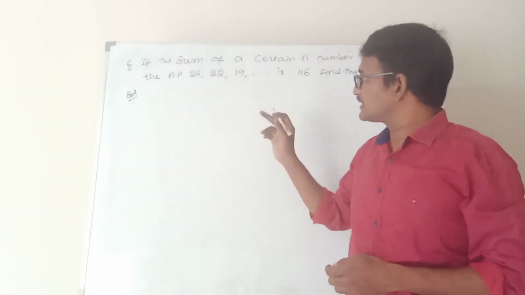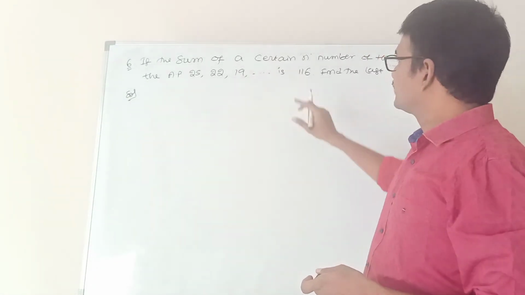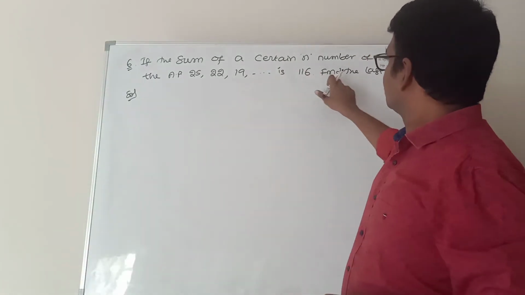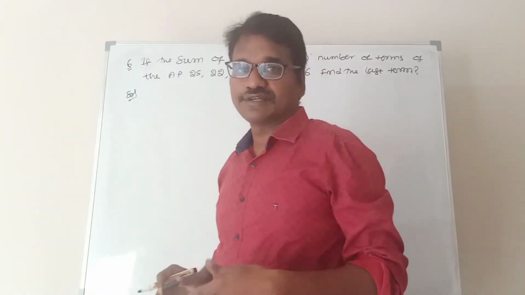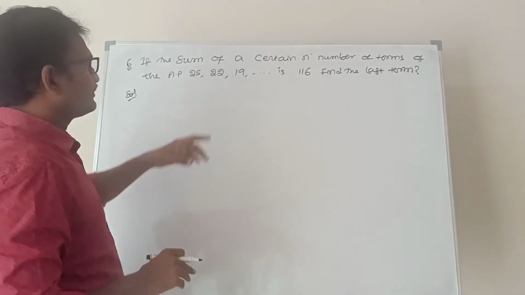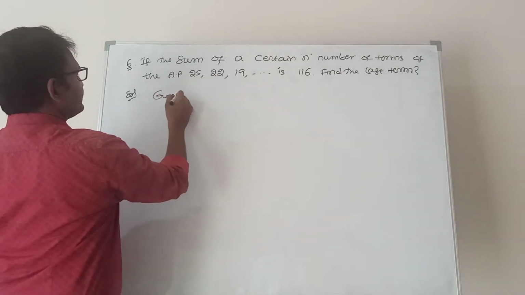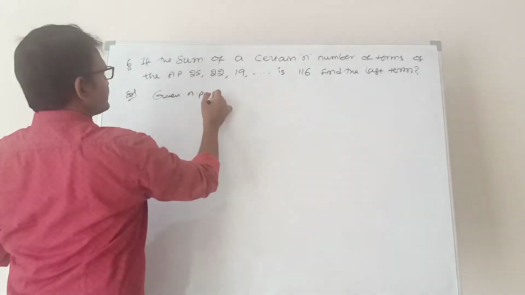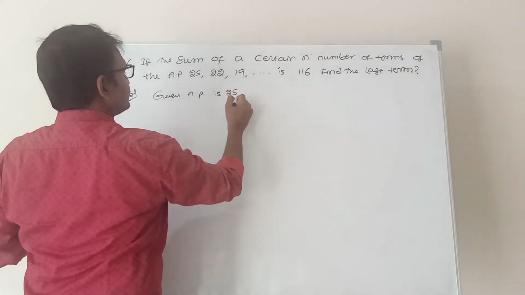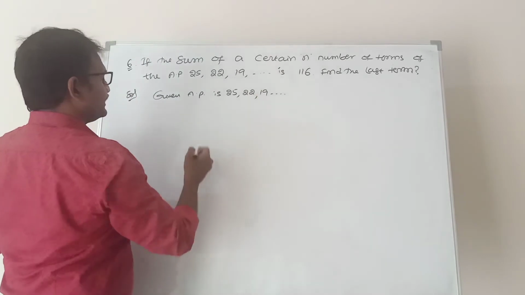Next problem: if the sum of a certain number n of terms of an AP is 116, then find the last term. Last term means nothing but the nth term. So how to find the nth term if the sum of n terms is given? The given arithmetic progression is 25, 22, 19, and so on. So here what is the a value?